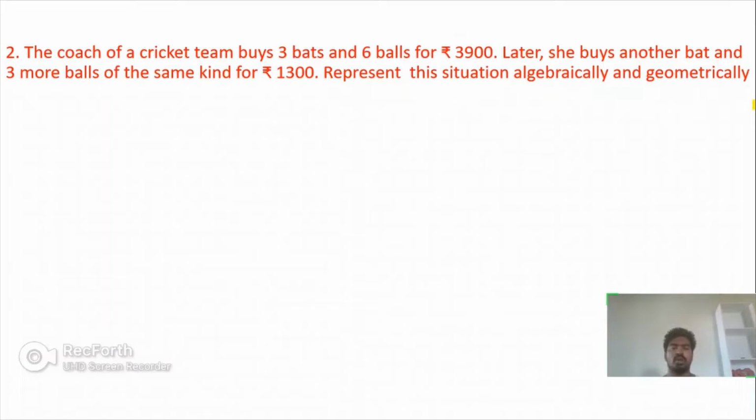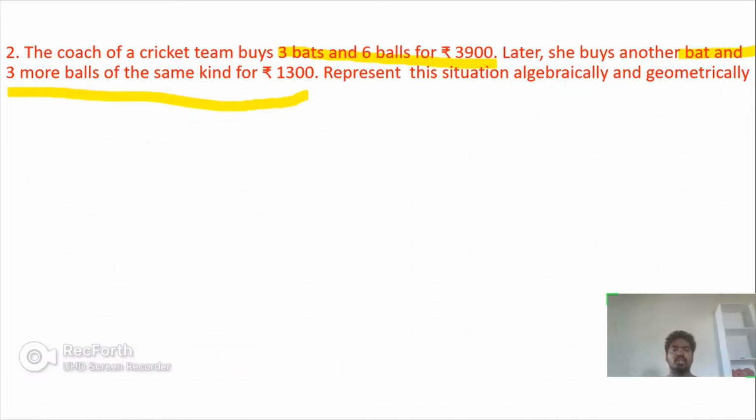So, the information they provide in the question mainly focuses on two conditions. That is, they have purchased 3 bats and 6 balls for rupees 3900, and in the second situation, they bought 1 bat and 3 more balls for rupees 1300. So based on the two given conditions, we want to frame two equations and see what the geometrical representation and the algebraic representation of the two situations are.